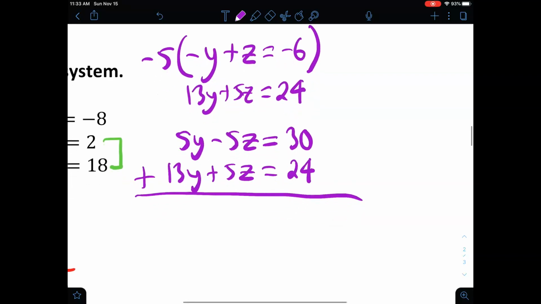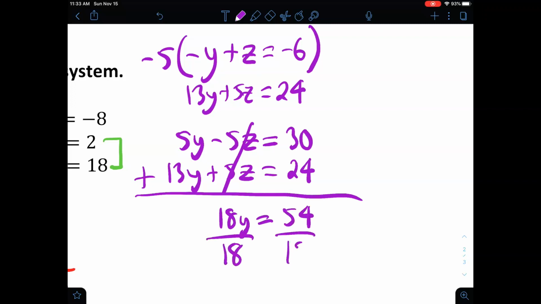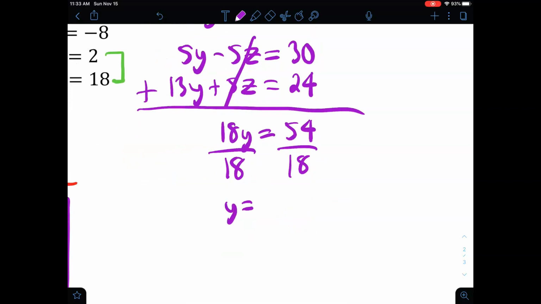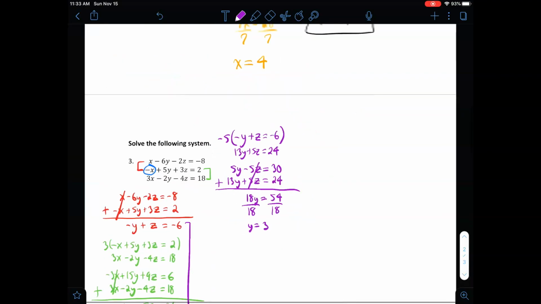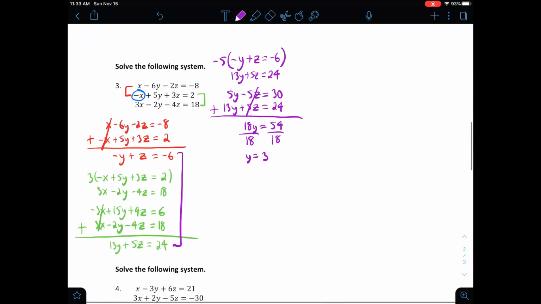So now we're going to add straight down. The 5z's are going to cancel. 5y plus 13y is 18y. 30 plus 24 is 54. Divide by 18 to solve for y. We're going to get y is equal to 3.